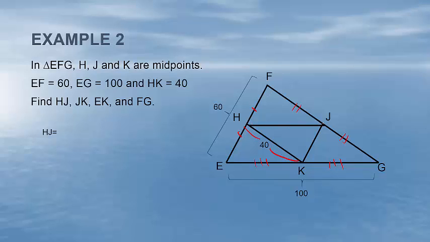Since HJ is the mid-segment and it's parallel to EG, if EG is 100, HJ is 50. You look at J to K, again, that's a mid-segment, and the side it's parallel to is FE, so it's going to be half of 60, which is 30. You look at FG, that's actually the longer side, so it's got to be twice the mid-segment that it's parallel to, so it's going to be twice 40, which is 80.